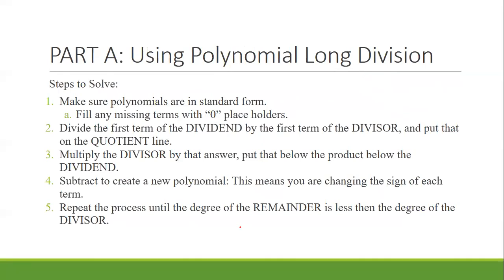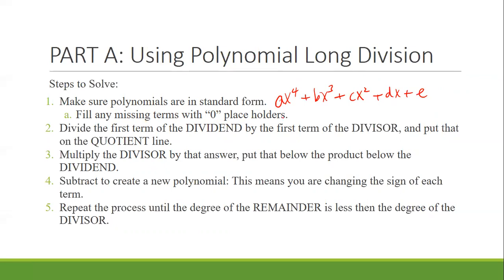So, making sure we understand. When we are starting, you're going to set it up. In your setup, you want to make sure polynomials are in standard form, and then you want to fill in any missing terms with 0 placeholders, okay? Remember, standard form means that I have ax to the 4th plus bx to the 3rd plus cx squared plus dx plus e. Standard form means I am in decreasing order of power.